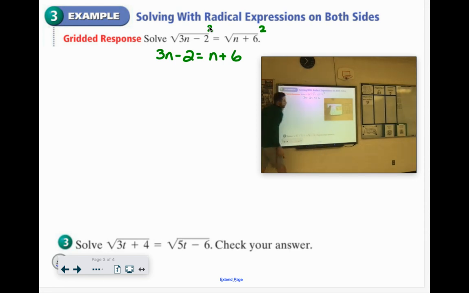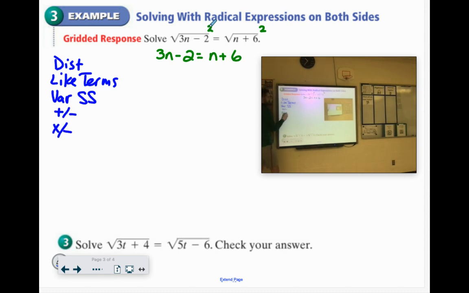So now we have to remember our old steps of equations. Distribute, combine like terms, get the variables on the same side, and then undo addition and subtraction, undo multiplication and division. So right now we just have to get the variables on the same side, and you are always either adding or subtracting to do that.